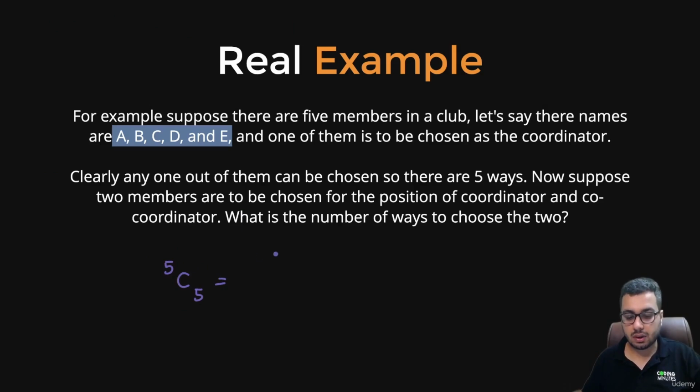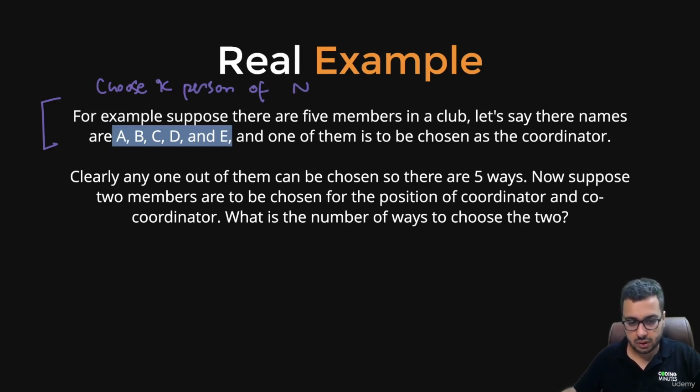If you want to pick all the persons, it would be 5 factorial divided by 0 factorial, that is 1, divided by 5 factorial. So it is nothing but 1, and this makes sense as well. Right now, up to this point, we wanted to choose k persons out of n persons, or r persons out of n persons.